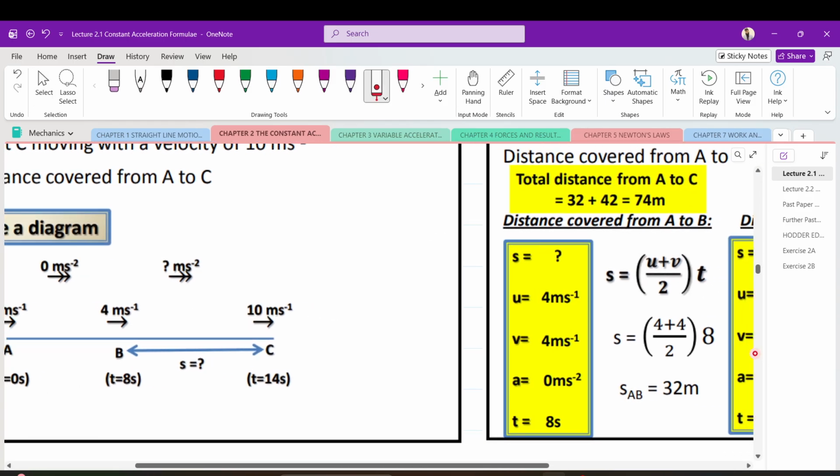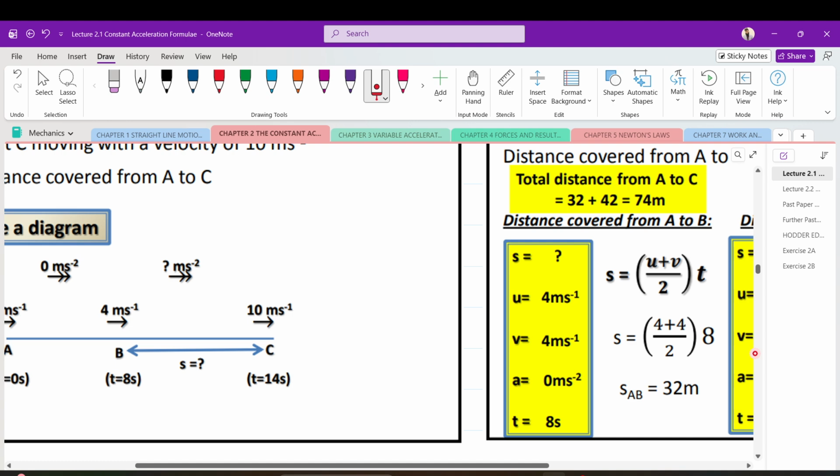Or alternatively, you can use another equation as well. As I mentioned, you can use any equation that is applicable, because you have 4 different values given and you need to find just one variable. So that's why you have a bit more variety in which equation you can select. All right, so the answer will be 32 meters.